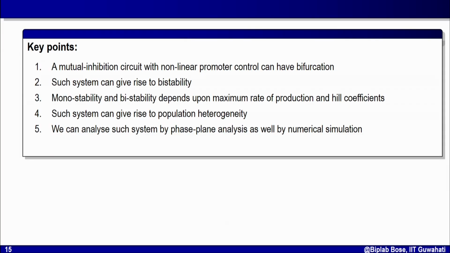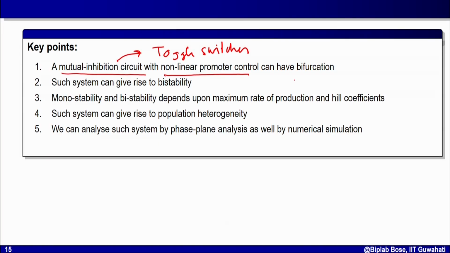So let us jot down what we have learned in this module. In this module, we have shown a 2-gene based mutual repressor system. So I have a mutual inhibition circuit which has a nonlinear promoter control, and this type of circuit is sometimes called a toggle switch. And we have shown that if the nonlinearity of the promoter control and the rate of production of the protein match, then this system can have bistability.